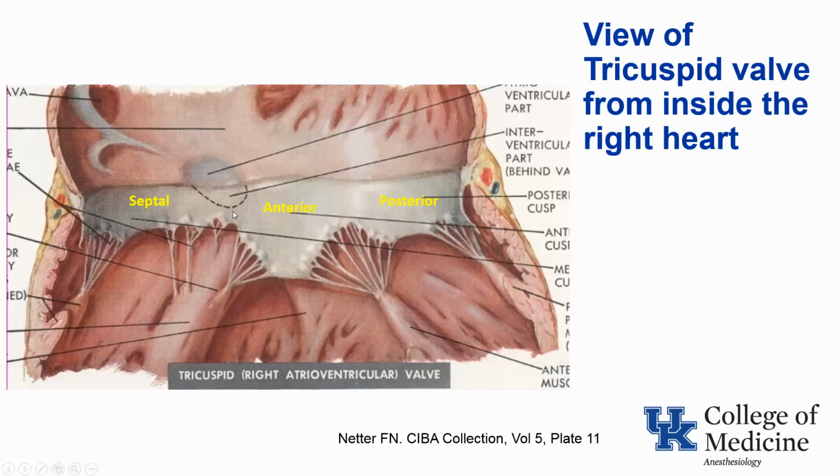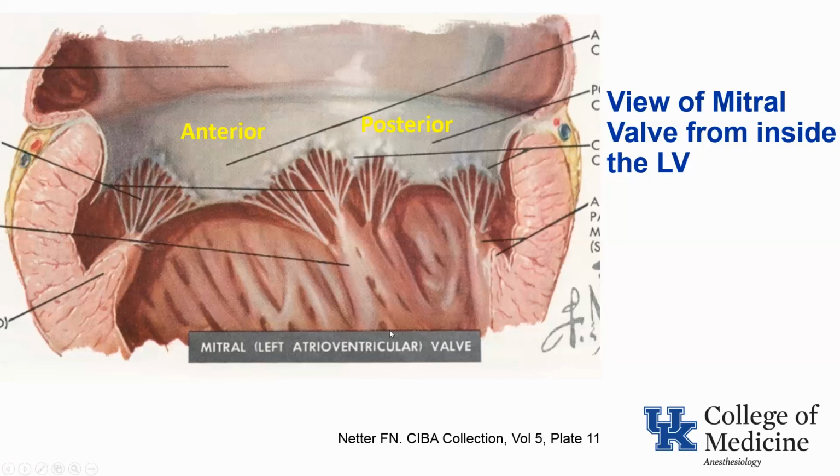This shows the tricuspid valve open. Here is the coronary sinus, the location of the AV node, and the leaflets. Note the septal leaflet just underneath the AV node, and the anterior leaflet and the posterior leaflet. Notice that there are multiple papillary muscles on the right ventricle. On the other hand, this shows the mitral valve with only two leaflets and two main papillary muscles.